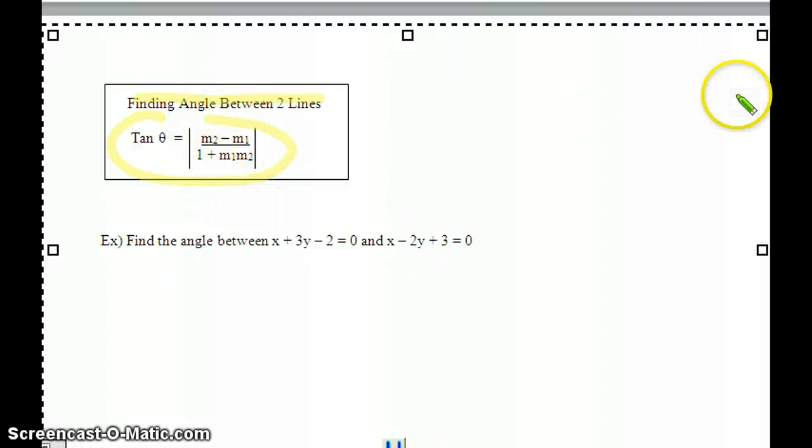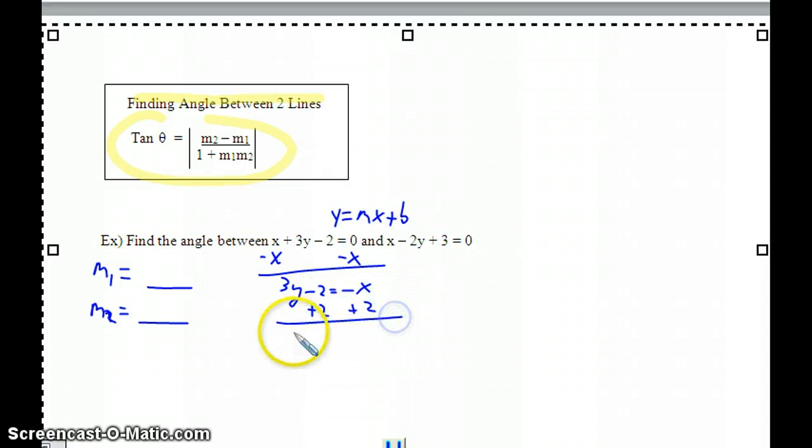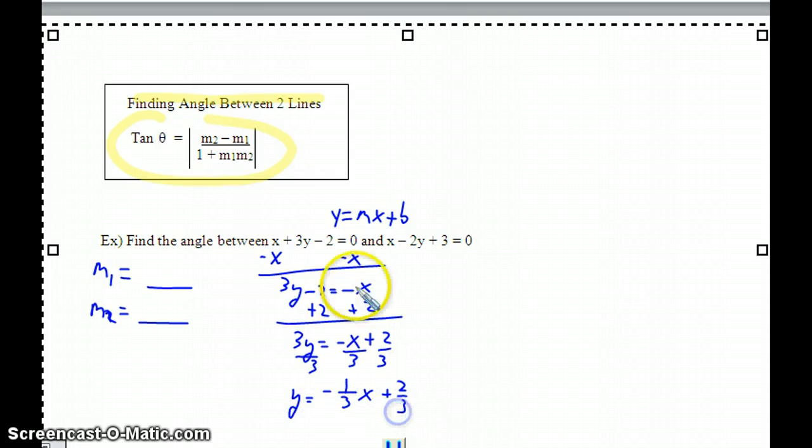So what you can see in this problem is that in order to use this formula, you need to know what the two slopes are. So that's what we're going to have to do in our example here, is find the slopes of both of these lines. So again, they need to be in y equals mx plus b form. So doing that, we'd move over the x first. We'd move over the 2 next. We'd move over the 3 as our last step, and I would get y equals negative 1/3 x plus 2/3. So for my first line, I would find the m value to be negative 1/3.